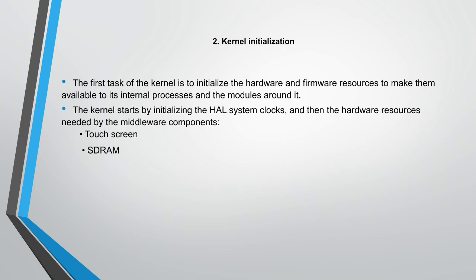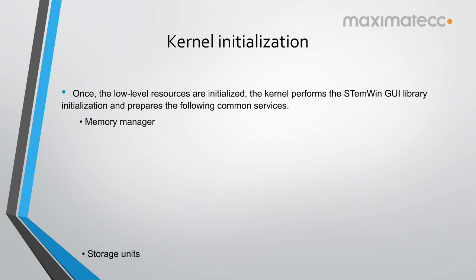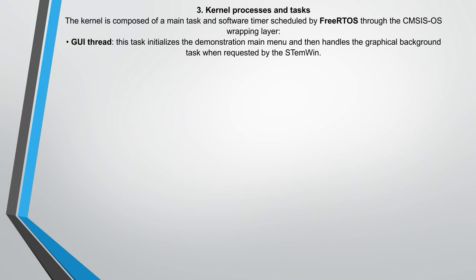The first task of the kernel is to initialize the hardware and firmware resources to make them available to its internal processes and the modules around it. So the kernel starts by initializing the HAL system clocks and then the hardware resources needed by the middleware components, such as touchscreen, SDRAM, Quad SPI flash memory, backup SRAM, and real-time clock RTC. Okay, so these were the points I just discussed.